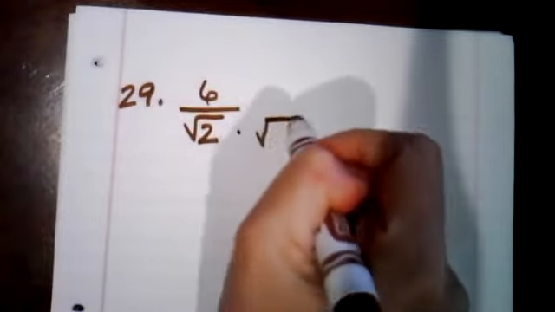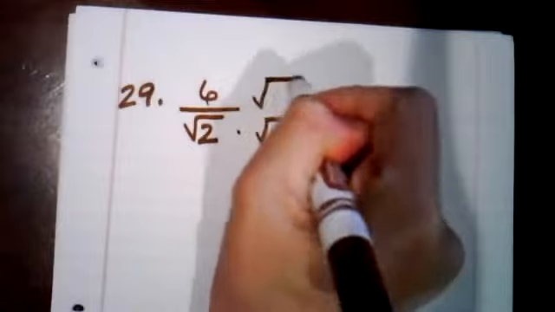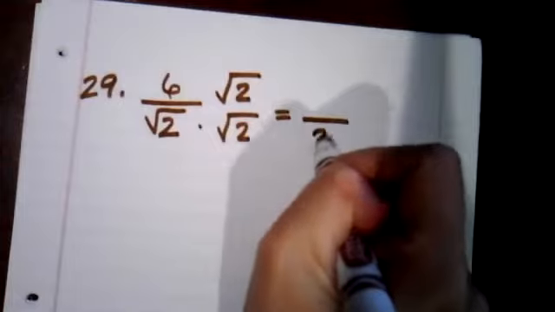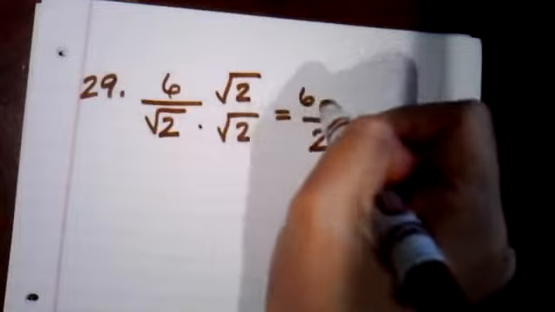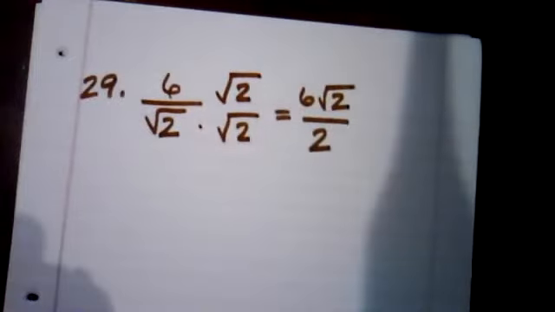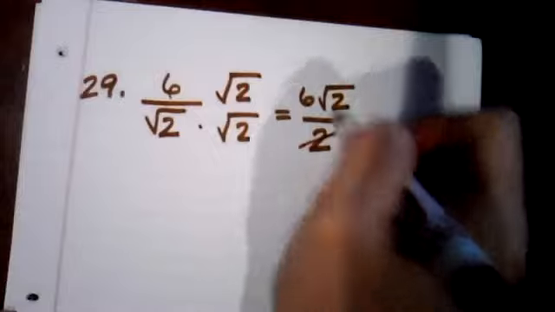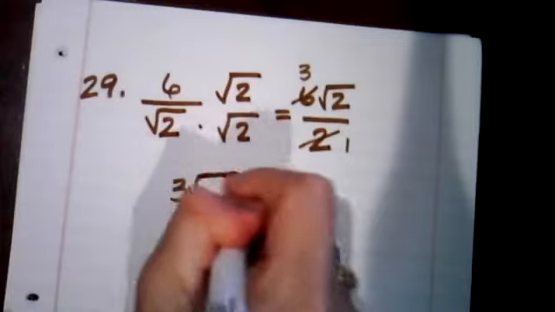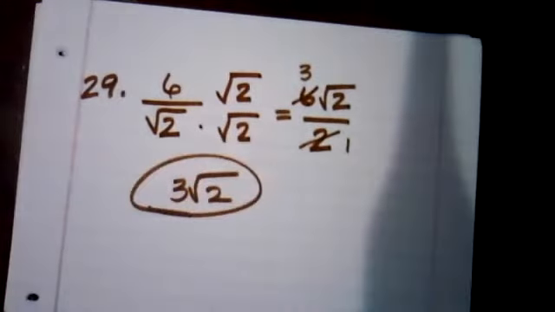29, we have a 6 over square root of 2. On all of these, you cannot keep a radical in the denominator. We want to rationalize it. So in order to rationalize a square root, we multiply it by itself. It pops off the radical and leaves the whole number 2. And then on top, we have 6 times the square root of 2. Now don't forget to reduce. This goes in like this. And so your final answer is 3 times the square root of 2.